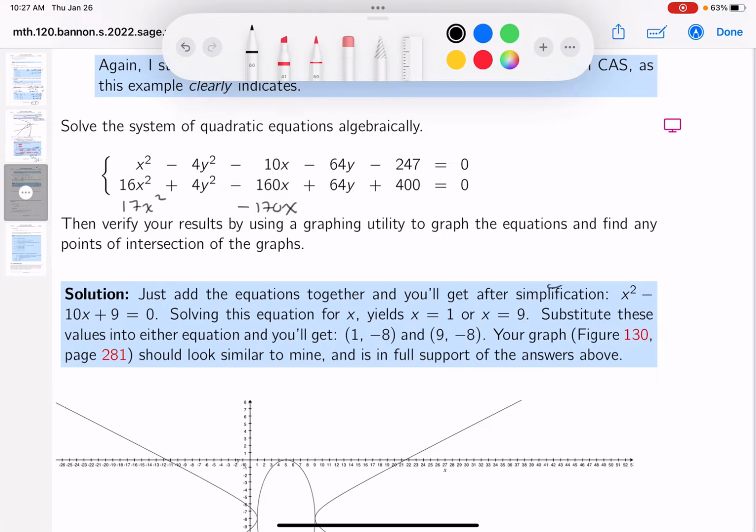The y's disappear, and over here you get what? Plus 153, and that equals 0. Again, I added the two equations together. So what do you get now? Well, I'm looking at it, and I'm going to factor it. I'm going to factor a 17 out. 17x squared. Let's see, minus 10x.